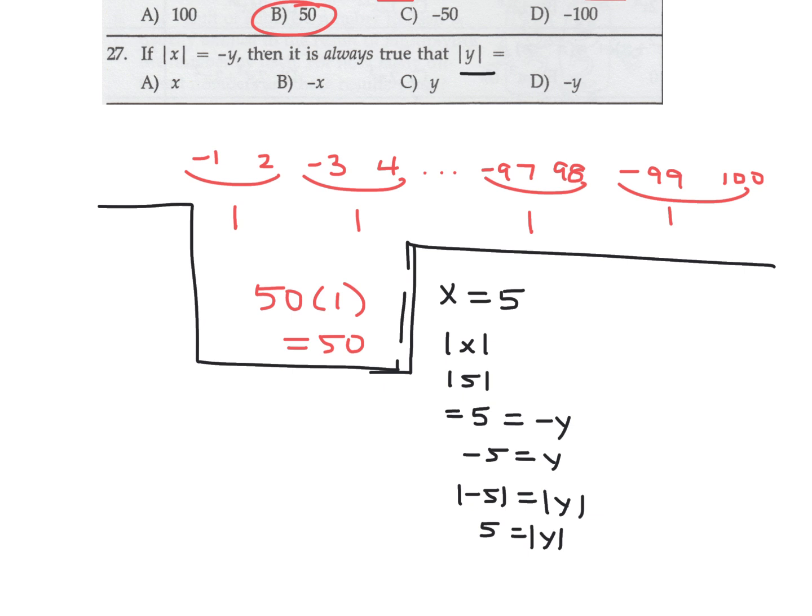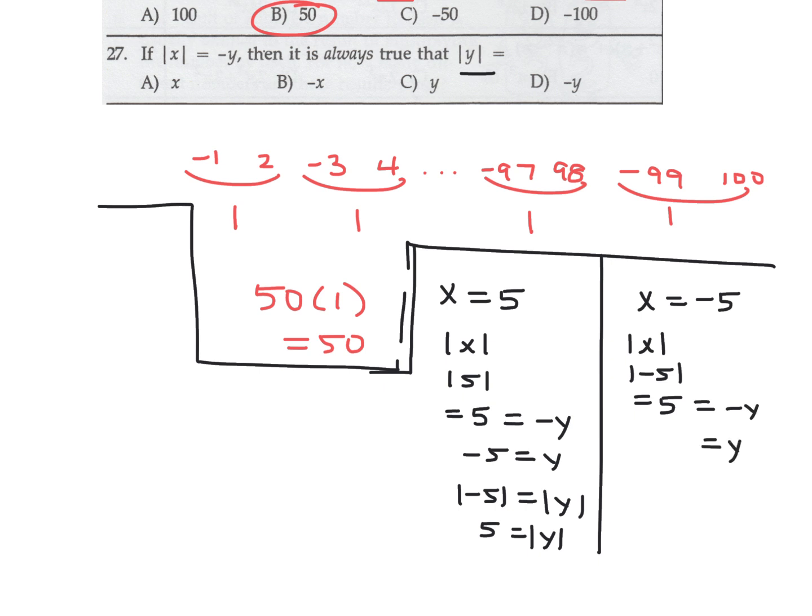Okay. So if x is something, the absolute value of that is the same. So I have solved it for just x equals 5, but I have to also do it for x equals -5 and see what I get. So here we go. When x is -5, then that means absolute value of x would be absolute value of -5, which is 5 again. And they're saying that is equal to -y. So therefore y is -5. And therefore the absolute value of y would be the absolute value of -5, which is 5.